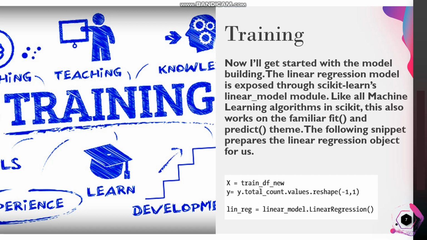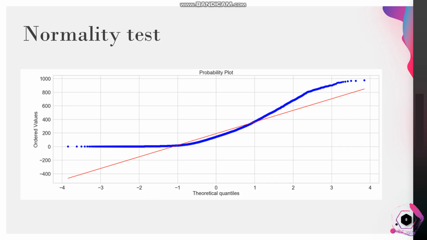Now I have the background of linear regression, and I will get started with the model building. The linear regression model is exposed through scikit-learn's linear model module, of course in Python. Like all machine learning algorithms in scikit-learn, this also works on the familiar fit and predict functions theme. The following snippet prepares the linear regression object for us. And this is the normality test. Here we use a scatterplot to analyze our predictions. The following snippet uses matplotlib to generate a scatterplot between residuals and observed values.